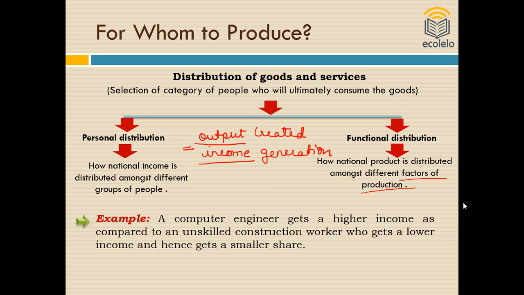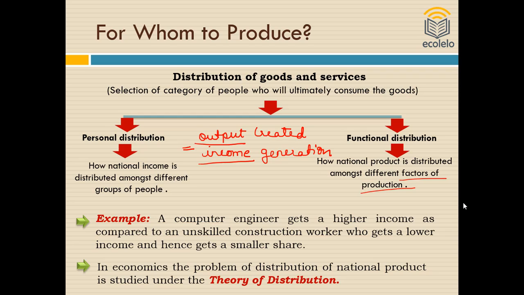So you are producing in that way. You are producing more for the computer engineer and you're producing less for the construction worker. Now, in higher economics, the problem of distribution of national product is studied under the theory of distribution. But in this basic microeconomics course, we are not going to touch it. We are going to discuss the theory of distribution in advanced microeconomics.